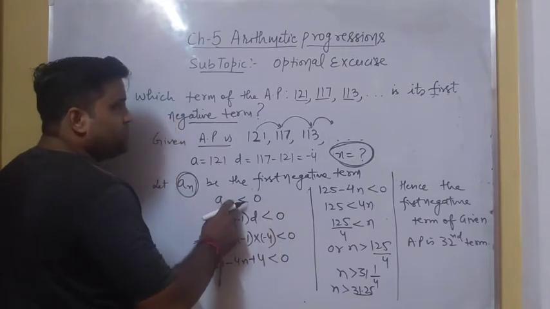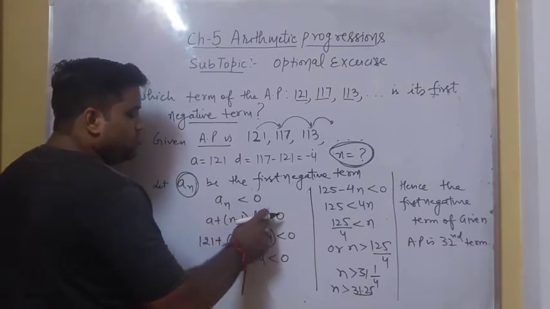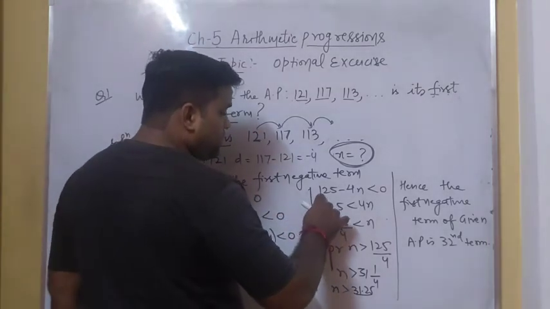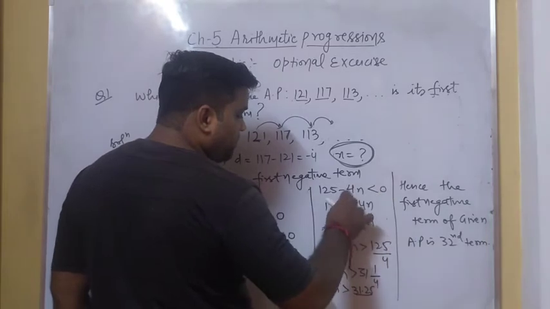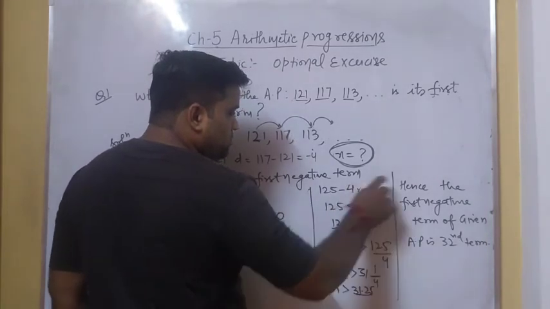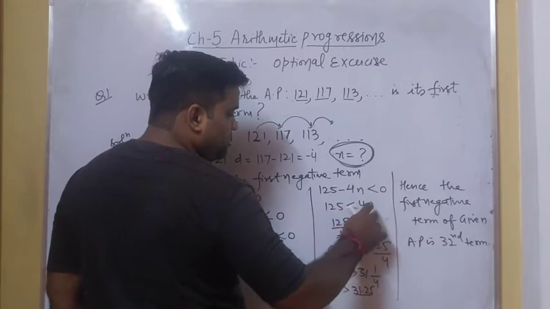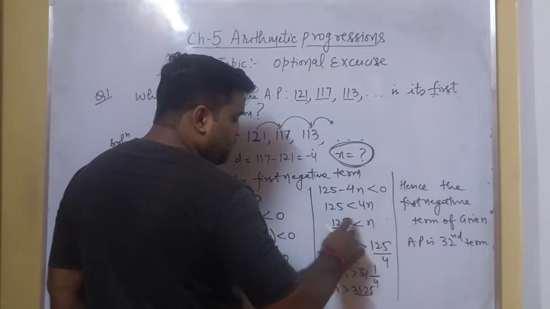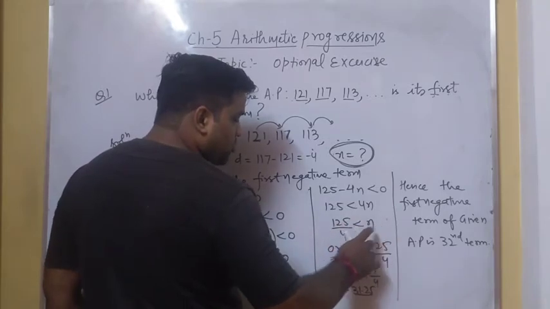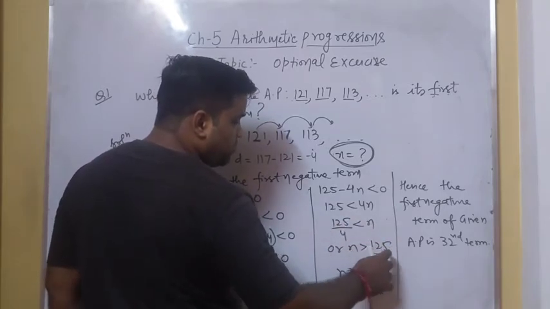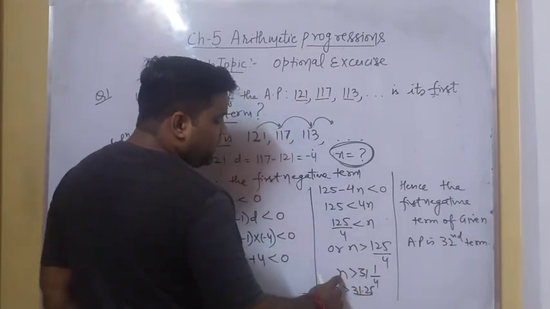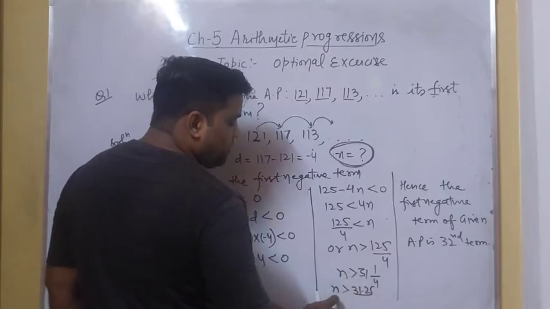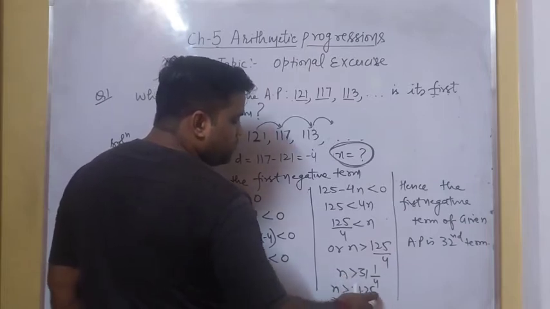We know that the nth term of an AP is given by a plus (n minus 1) into d, lesser than 0. On putting all the values, we get 125 minus 4n lesser than 0. We take minus 4n to the other side, so we get 125 lesser than 4n. On dividing both sides by 4, we get 125 by 4 lesser than n, or we can say that n is greater than 125 by 4. On dividing, we get n greater than 31 and 1 by 4. On solving, we get n is greater than 31.25.